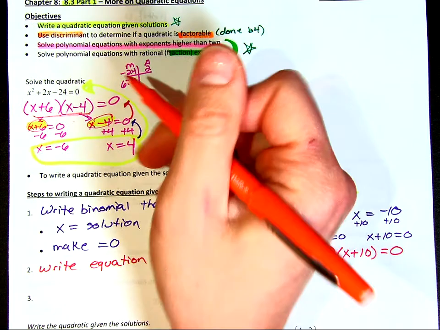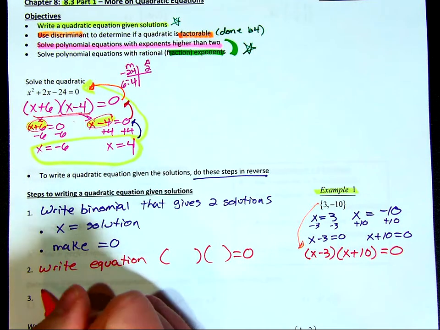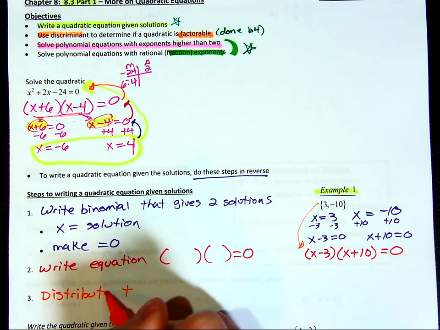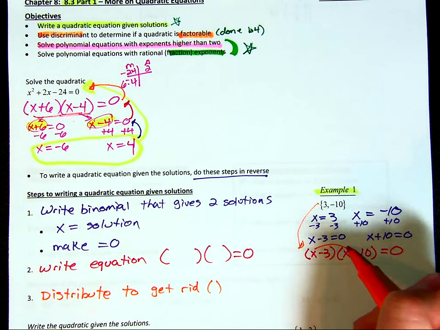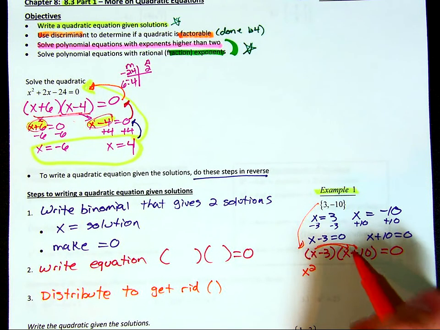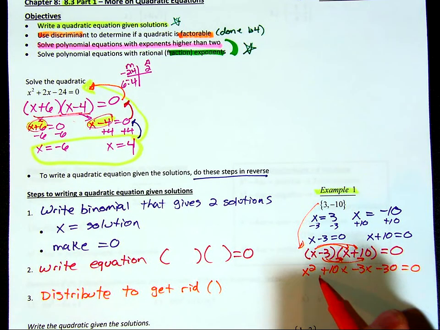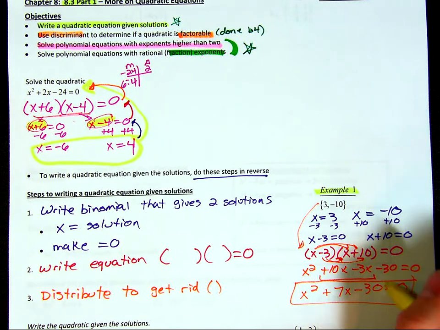Now, I need to take this and go back to my original problem. In other words, we need to distribute to get rid of the parentheses. So x times x is x squared, x times 10 is plus 10x, negative 3 times x is negative 3x, and negative 3 times 10 is negative 30. Now we would just simplify this to combine our like terms, so this would be x squared plus 7x minus 30 equals 0. And I'm going to tell you right now, you had better make sure you have that equal 0 piece.